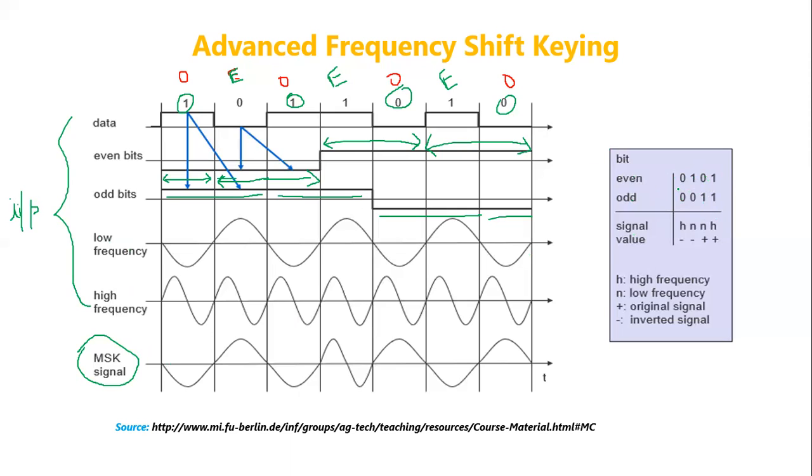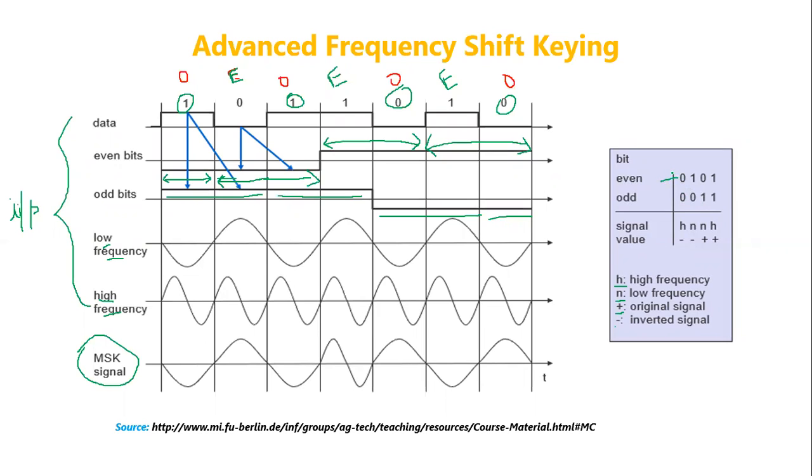First, let me explain the nomenclature used here. H represents the high frequency signal, N represents the low frequency signal, plus represents the original signal, and minus represents the inverted signal. Wherever there is an H, it means the high frequency signal. Wherever there is an N, it represents the low frequency signal. Wherever there is a plus, it means the signal as it is, and wherever there is a minus, it means invert the signal. This is how the logic works.